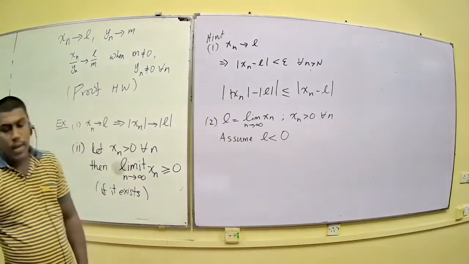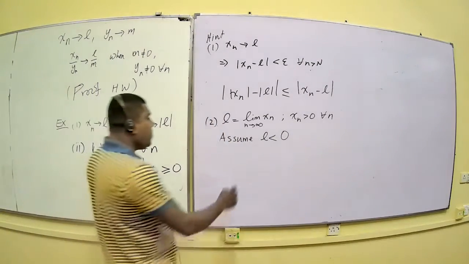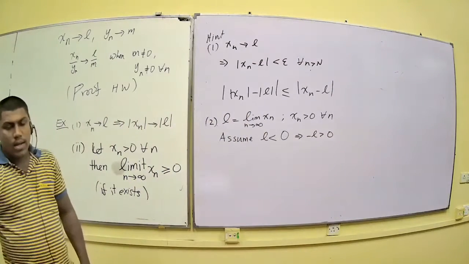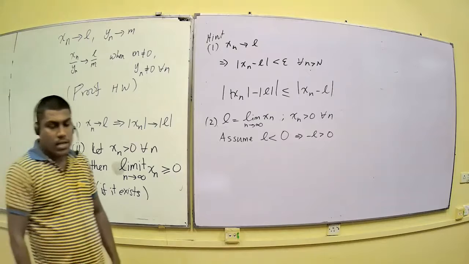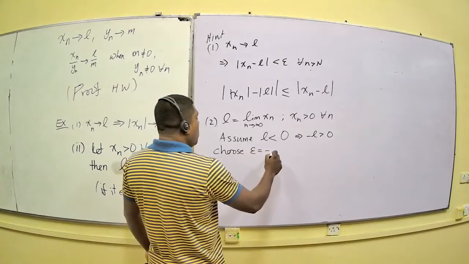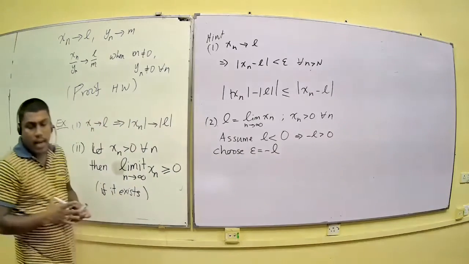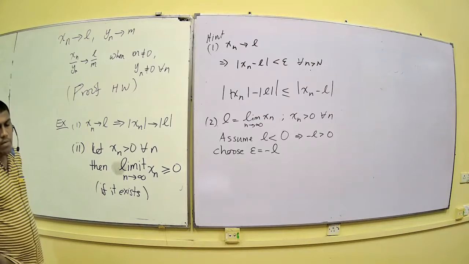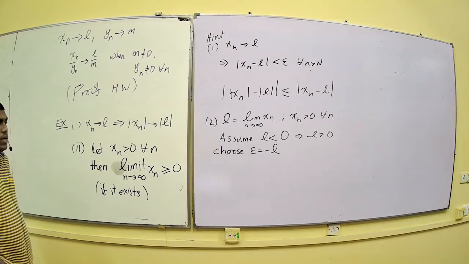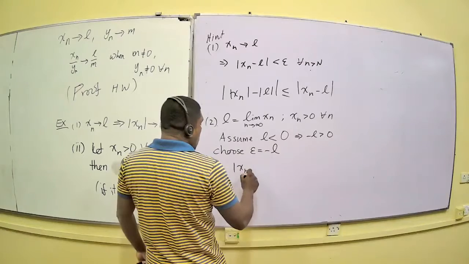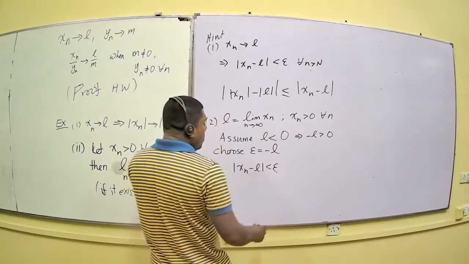If L is less than 0, you assume L is less than 0, then you know minus L is bigger than 0. So you can choose epsilon as minus L, because epsilon can be any positive number and minus L is positive. Because this is the limit, you have the absolute value of xn minus L less than epsilon.